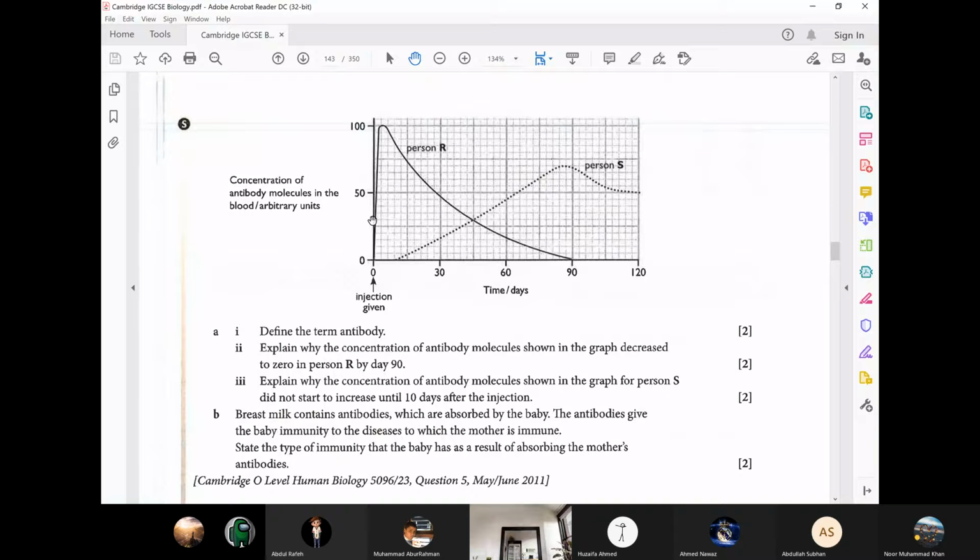But in person R, the antibodies are highest in the beginning, and then they start decreasing and they totally finish at day 90. Right, boys? Now listen, boys. It simply tells us one thing, that the person R has received passive immunity, and the person S has received active immunity. Now in the person S, the vaccine is injected or inoculated.